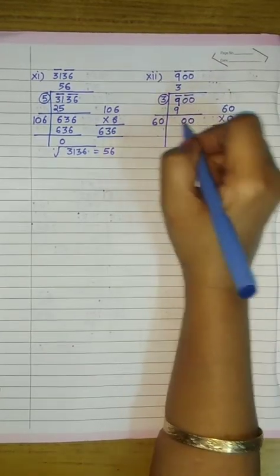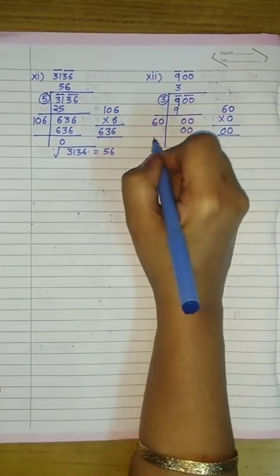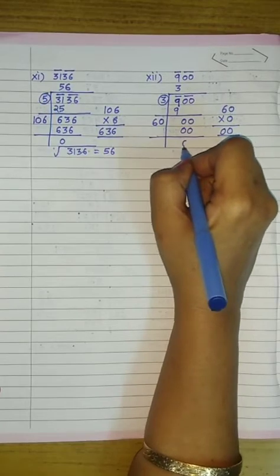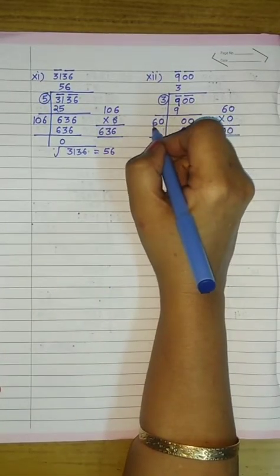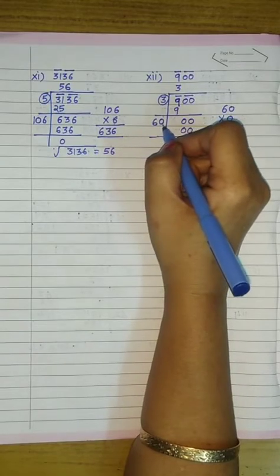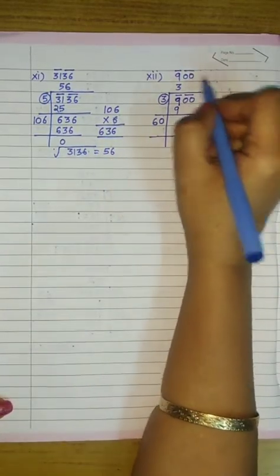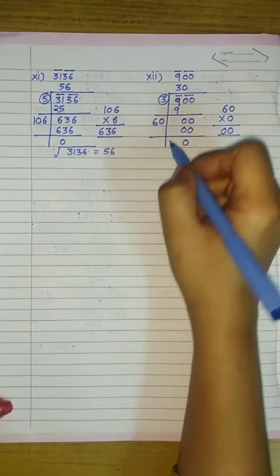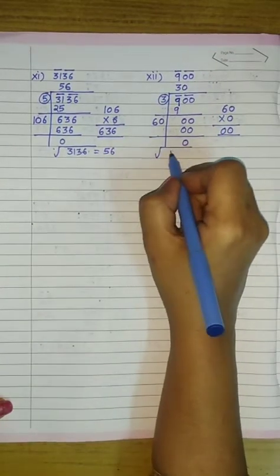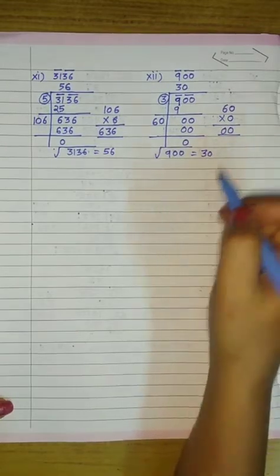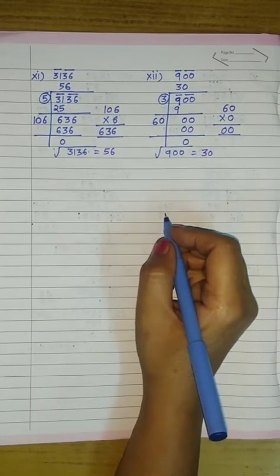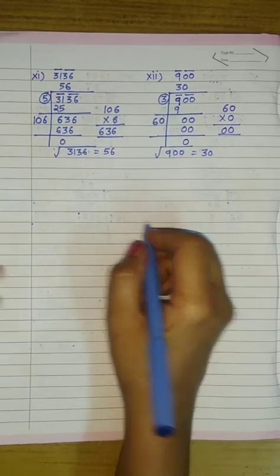So it is equal to the new dividend, and we got the remainder as 0. So we will write 0 after 6 and 60 will be our new divisor, and in the quotient also we will write 0. So the square root of 900 is equal to 30. With this part, question number 1 is completed. Now I am moving to question number 2.